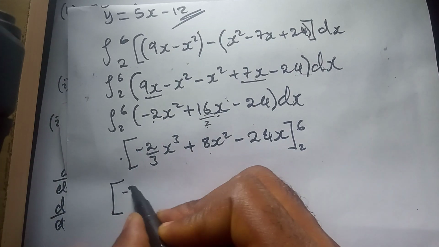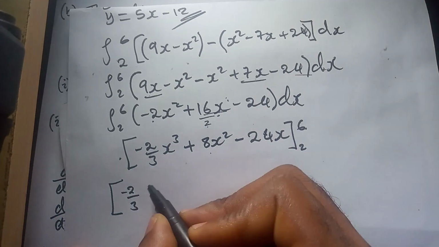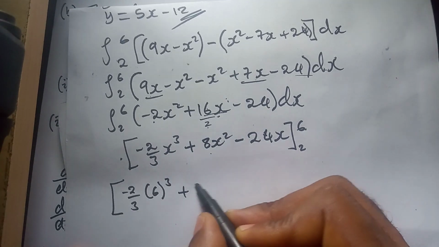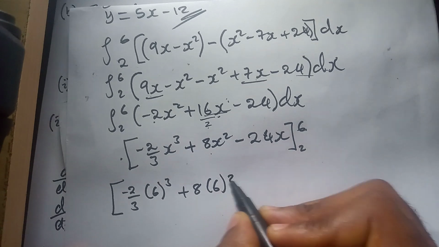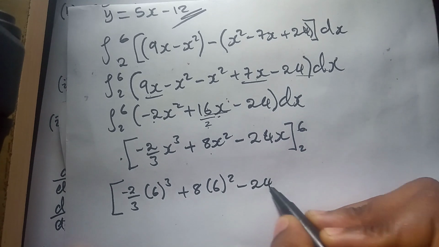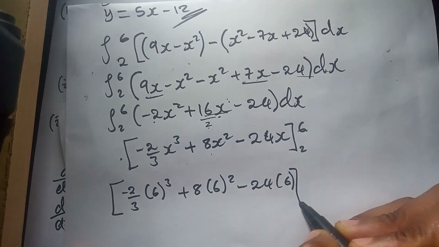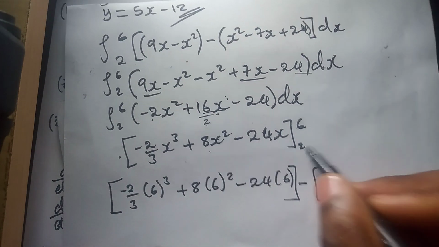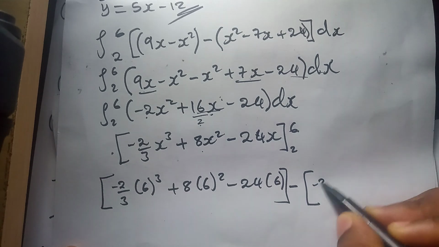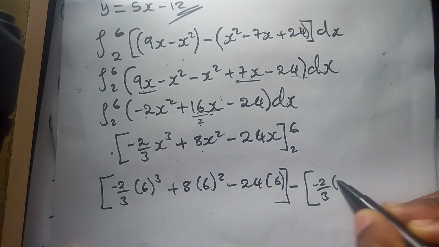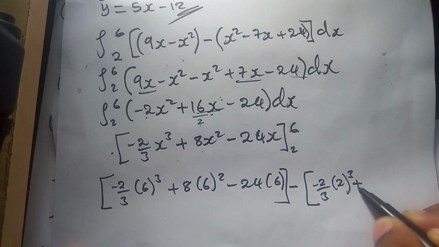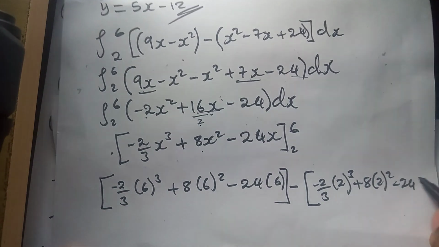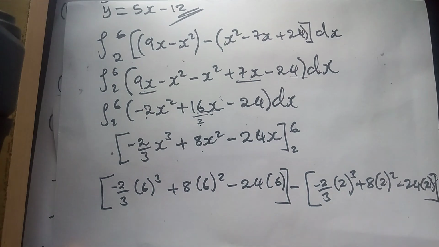So now let's find this. This is negative 2 over 3 of 6. So we can say 6 to the power 3 plus 8, 6 squared minus 24, 6. Then minus F of 2. So we have negative 2 over 3, then we have 2 to the power 3 plus 8, 2 squared minus 24, and then 2, and then we can close.